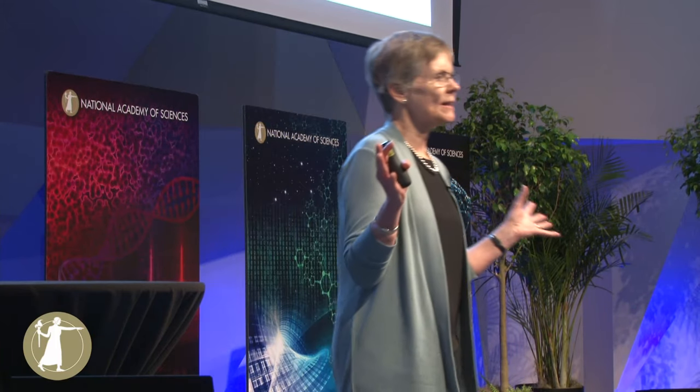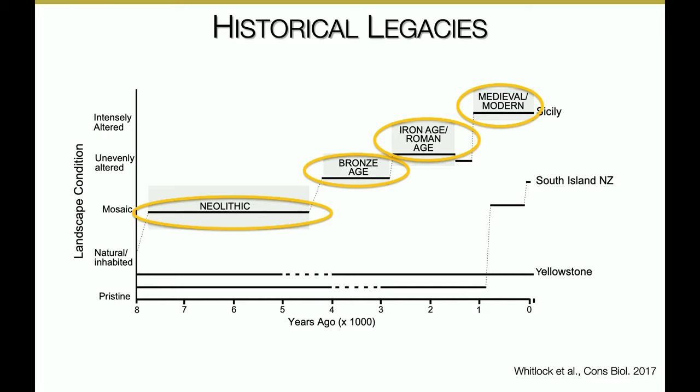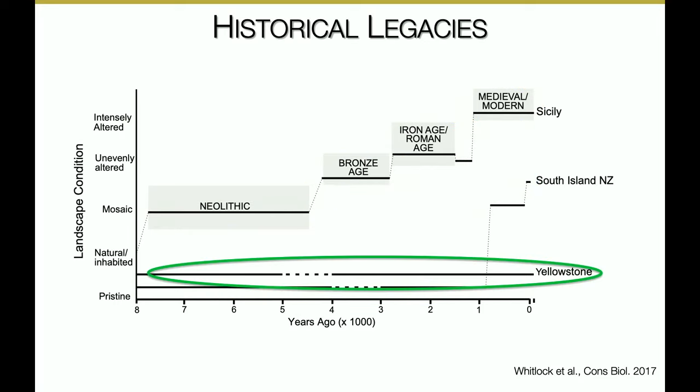So looking over the last 8,000 years, you can see the impact that people have had and how we've shifted the landscape condition through time. So for example, in Sicily, land use has altered the natural vegetation in sort of a step-like sequence, giving us this very degraded landscape that we see today. In New Zealand, the vegetation was really pristine until the arrival of first the Maori 800 years ago and then the Europeans. And what about a place like Yellowstone, which has been more or less in a fairly pristine condition for most of its history? People have been there, but they haven't altered the landscape in ways that wouldn't have probably happened naturally.